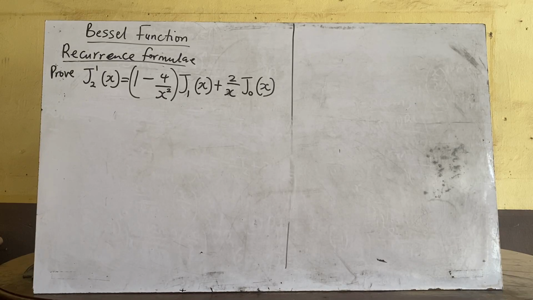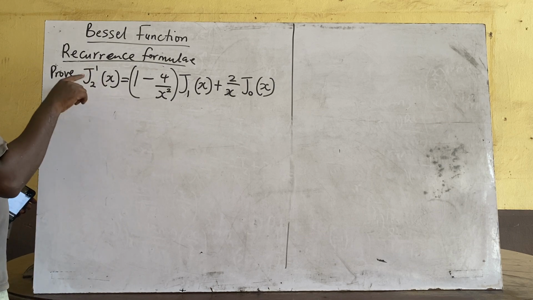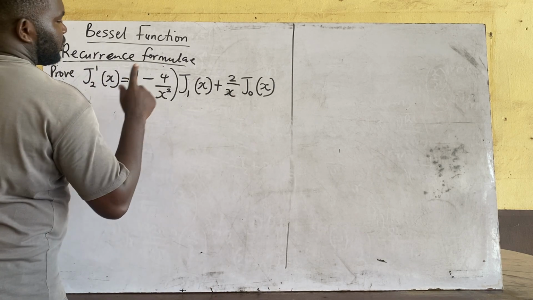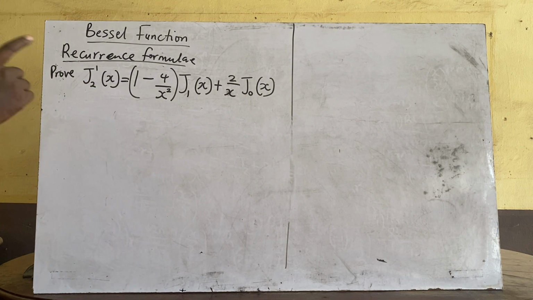All right, in this video, we are asked to prove that J2 prime of x is equal to (1 minus 4 over x squared) J1 of x plus 2 over x J0 of x. This is a Bessel function recurrence formula.